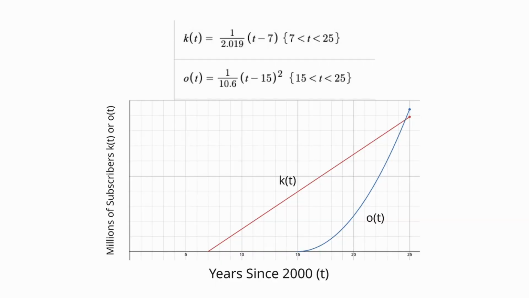Welcome back to Khan Academy. Today we are dealing with two functions, k of t and o of t, and we're going to learn how to find the area between them. This is quite an interesting example as these functions represent the subscriber rate of this channel, Khan Academy, and the much inferior channel, the Organic Chemistry Tutor.